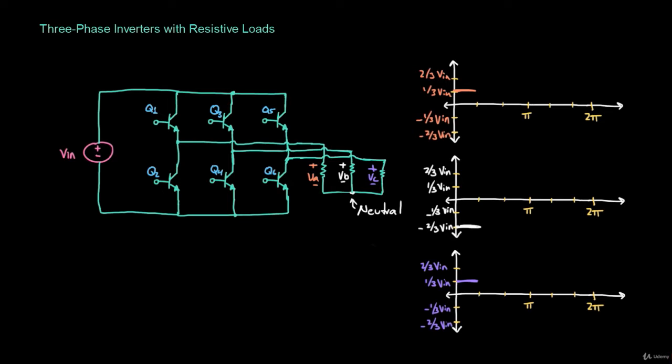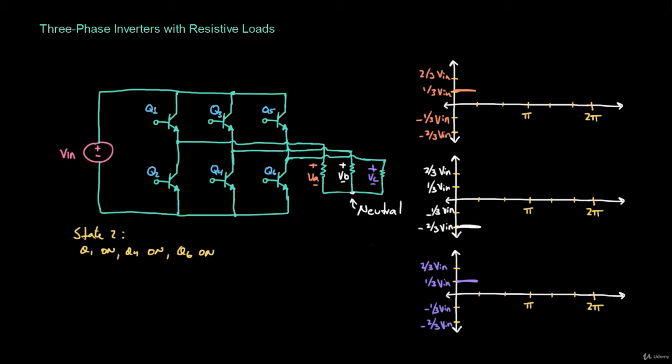So let's say then that state 2 is going to be Q1 on, Q4 on, and Q6 on. Again, the only difference from this state and the previous state is that in the previous state we switched Q5 on, and now we're going to switch Q6 on. So let's see what that does for the output voltages.